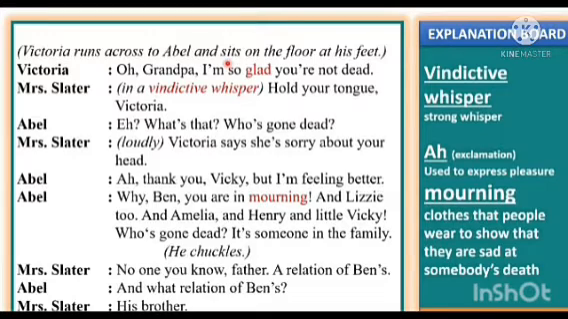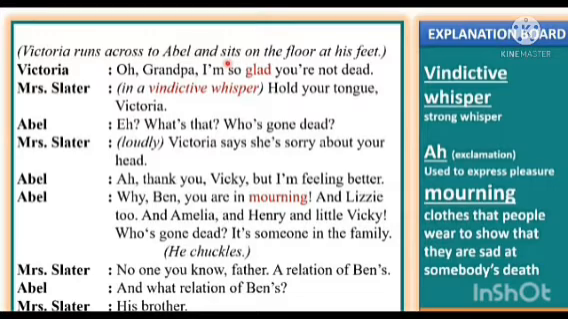Abel: Why, Ben? You are in mourning? And Lizzie too. And Amelia. And Henry. And little Vicky. Who's gone dead? It's someone in the family? Mrs. Slater, chuckling: No one, you know, father. A relation of Ben's. Abel: And what relation of Ben's? Mrs. Slater: His brother.